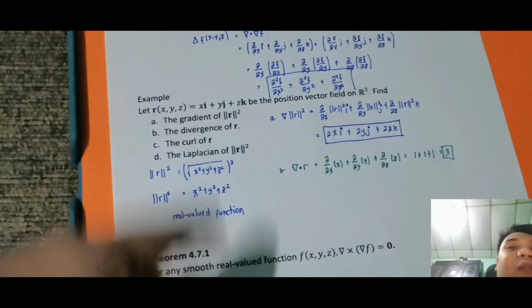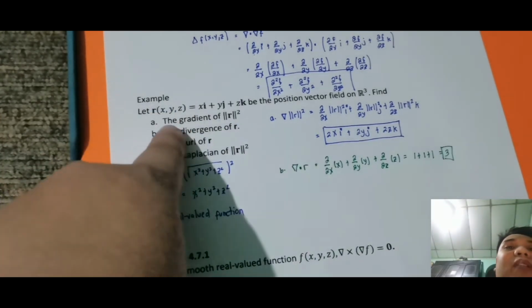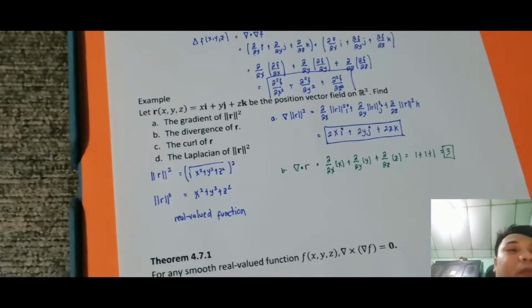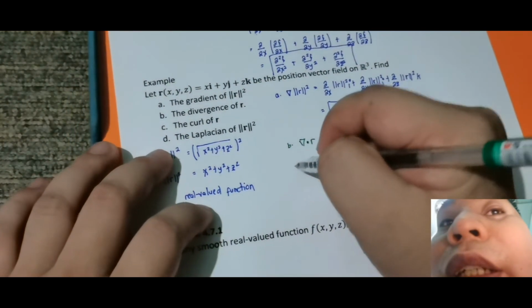Okay, so nangyari naman dito pagdating sa divergence, from vector valued function R, ginagawa naman siyang real valued function. So meaning minsan scalar pa. Ganun yung nangyayari actually.